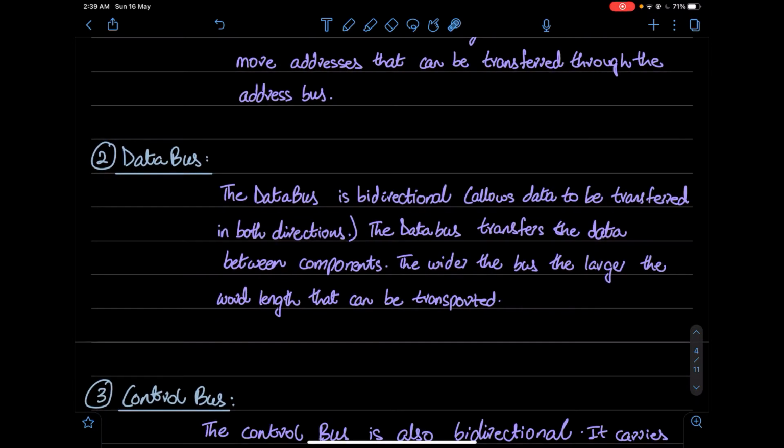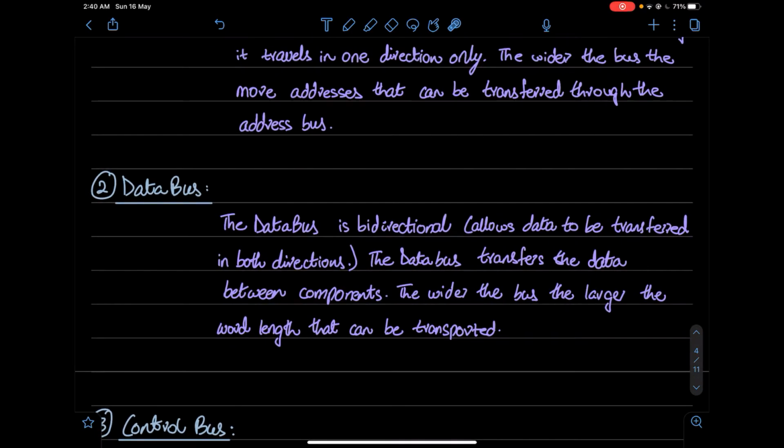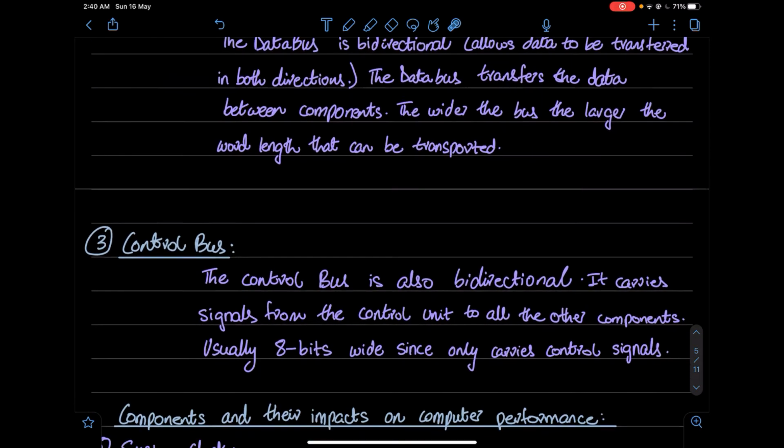So now we move on to the data bus. The data bus is bidirectional. Bidirectional means it allows data to be transferred in both directions. The data bus transfers data between components, like CPU to IO ports, CPU to memory, and all that. And just as we read about the address bus, the wider the bus, the larger the word length that can be transferred. So the word length is basically your data that can be transferred in this sense, right?